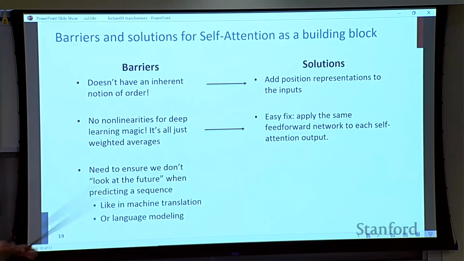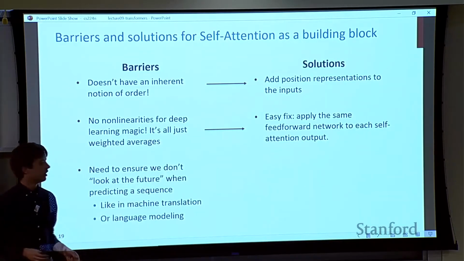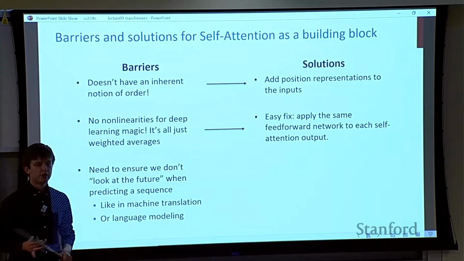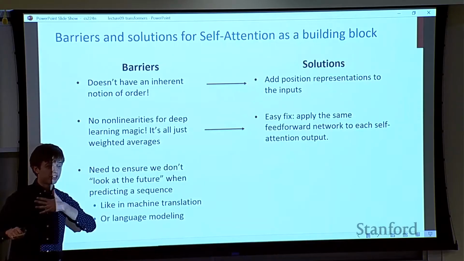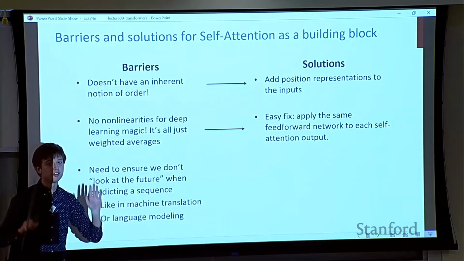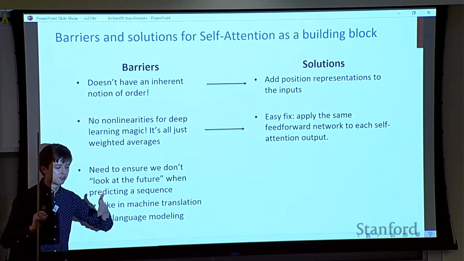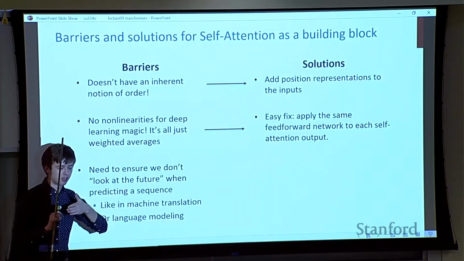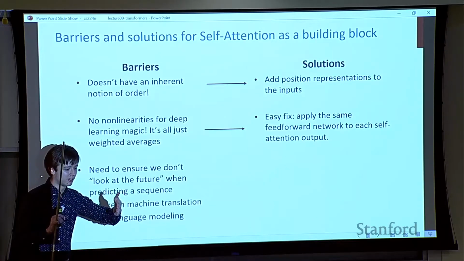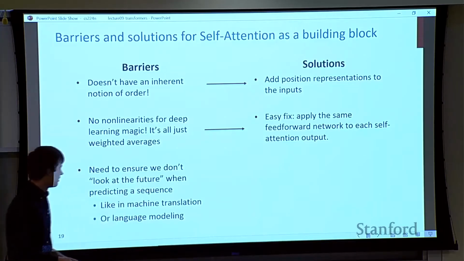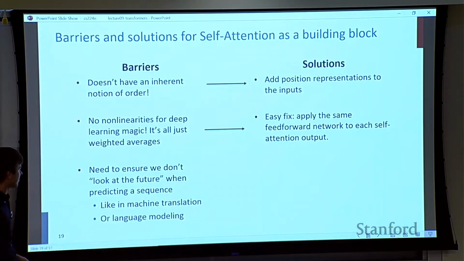Another problem. Okay, so bear with me on this one. We don't want to look at the future when we're doing language modeling. Right, so language modeling, you're trying to predict words in the future. And with a recurrent model, it's very natural, right? Like you just don't unroll it farther. Once you've unrolled your LSTM to a given word, there's no way to have given it the next word as well. But in self-attention, we'll see that this is a little bit trickier.